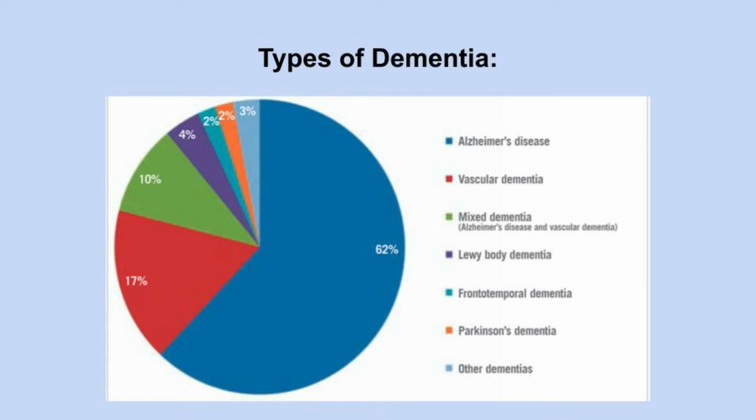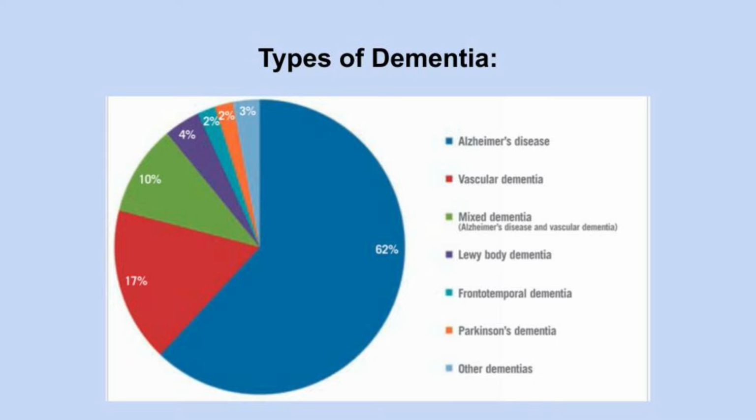So there are many different types of dementia, and all of us have heard of Alzheimer's disease. And of course, this is the most common type of dementia, making up about 62% of dementia. And of course, you'll hear different percentages on all of these, but this is a basic ballpark percentage. The second most common type of dementia is vascular dementia, and we'll discuss all of these in order.